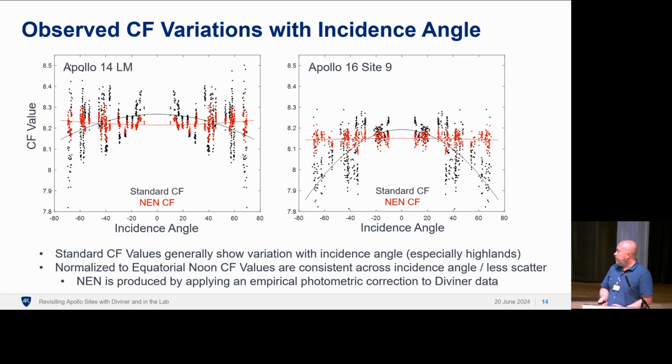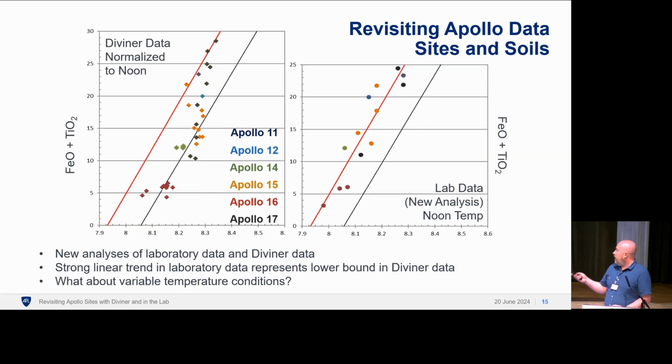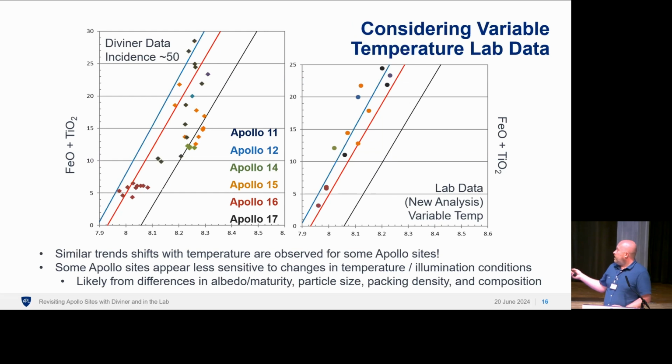is doing its job. So for this work, we need to figure out a way to determine what the Diviner observed Christiansen feature would be at that 50-degree incidence angle. And once we were able to do that, this is actually the previous plot, but I wanted to be able to flick between them. You get this result on the left, where now this blue trend is the fit to the 50-degree incidence laboratory data.